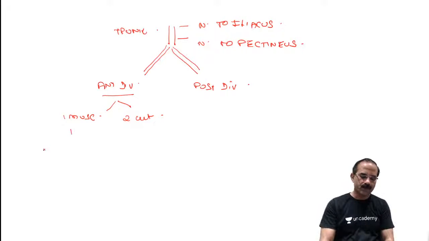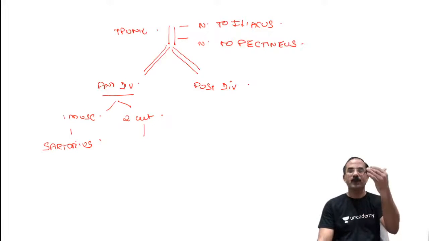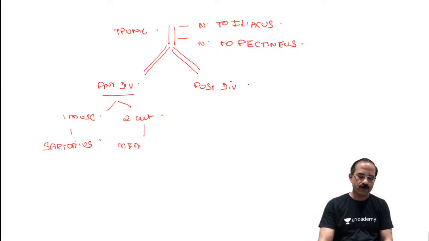One muscular branch is given to Sartorius, and two cutaneous branches. What are these cutaneous branches going to supply? They supply the skin on the medial aspect of the thigh. What do you call this? The medial femoral cutaneous nerve of thigh.